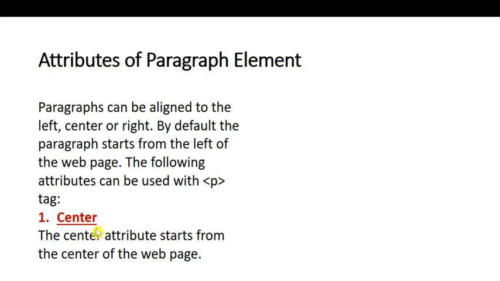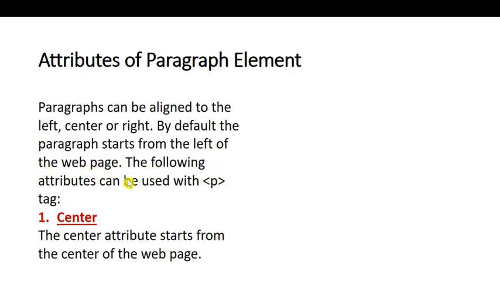We have different types of attributes. A paragraph can be aligned to the left, center or right. So we can align this paragraph to the left, right or center. By default, the paragraph starts from the left of the web page.